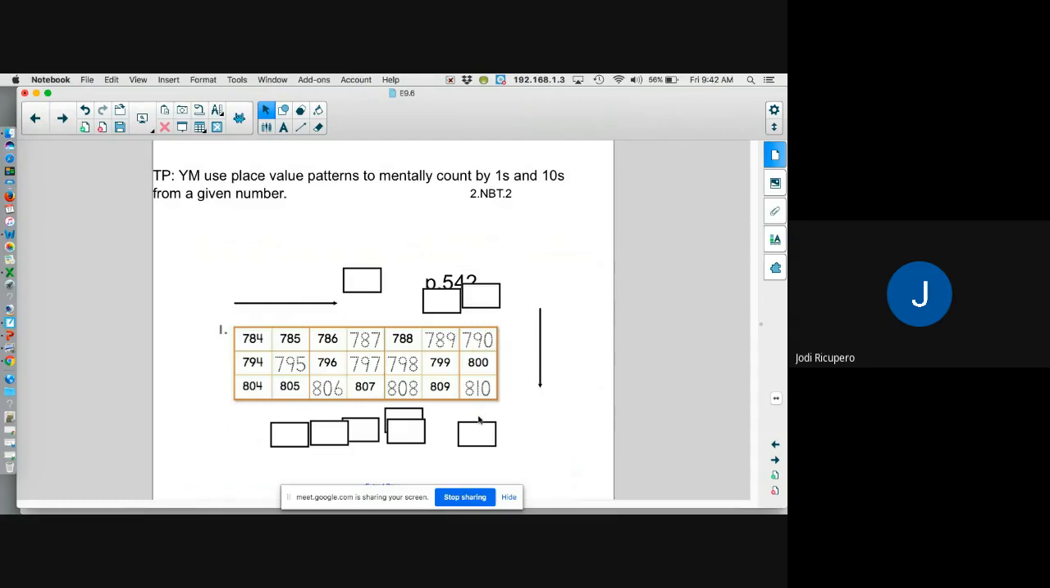But if you look going down, it goes by tens. So let's look over at this. So it started with 786, and then 10 more would be 796, and then 10 more would be 806. If at any time I'm going too fast, please pause your page.